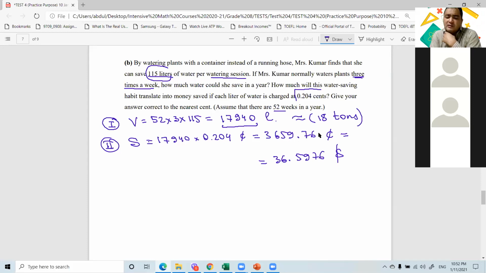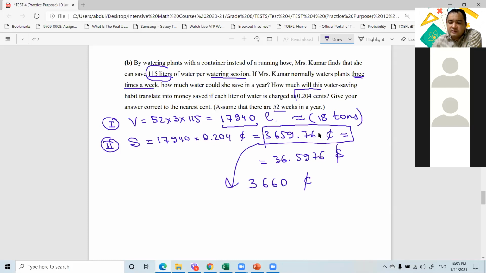Maybe it's not big, but still we can save some money. So how much will this water saving habit translate into money saved if each liter of water is charged at 0.204 cents? Give your answer correct to the nearest cents. Okay, they are just asking for the cents, so I can just leave my answer here. That is 3,659.76, and the nearest cent will be 3,660 cents. Okay, she could save 3,660 cents. Musa, did you understand it? Yes, thank you. Okay, next question.